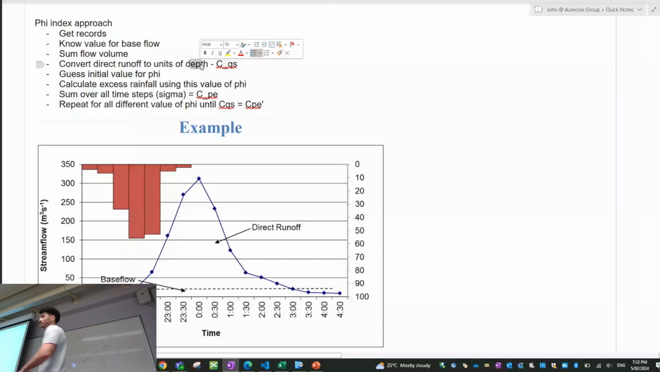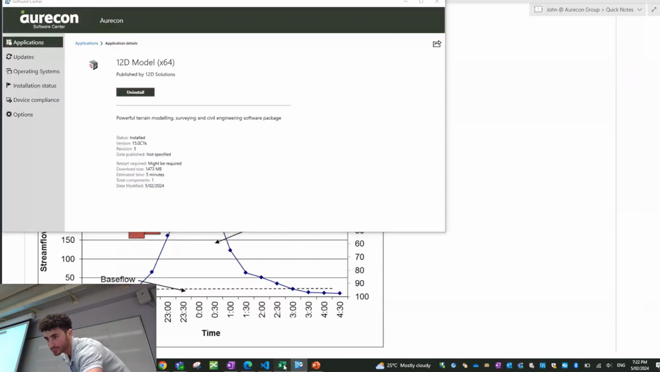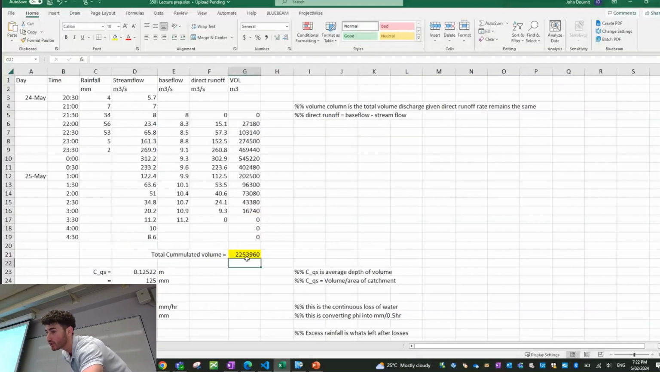Okay, so let's say we've got a catchment, and this catchment is 18 kilometers squared. If we had this much volume of water and we spread it out across 18 kilometers squared, and then divide it by that area, we're going to get the depth of water.